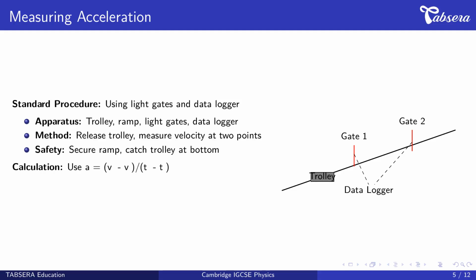Safety is paramount. The hazards include the trolley moving at speed and potential collision. Therefore, you must secure the ramp firmly and position someone to catch the trolley safely. The diagram shows the experimental setup with the trolley on the ramp and two light gates connected to the data logger. Notice how the gates are positioned to measure velocity at different points along the motion.